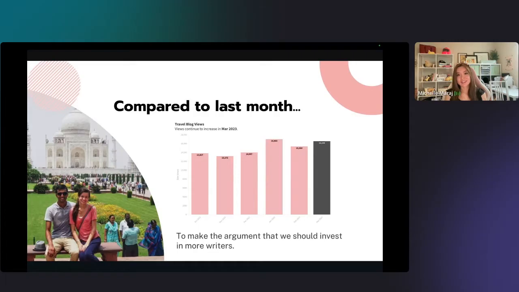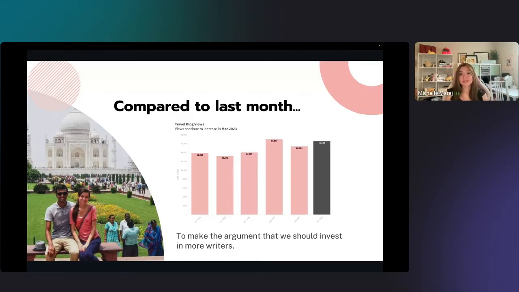So what I'm going to do is put it into a data visualization and show you that compared to last month, I am seeing a slight increase in the views on my blog. You can see that in March 2023, I had 16,000 views. Compared to February, I had maybe 15,000. So this would be a great visualization to show the steady growth in my blog over time. And maybe I want to make the argument that we need to invest in more writers, or we need to start making more posts because travel blogging is improving. People are getting more interested in the blog.